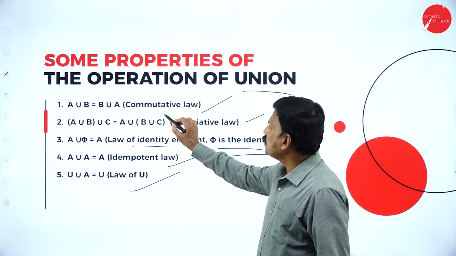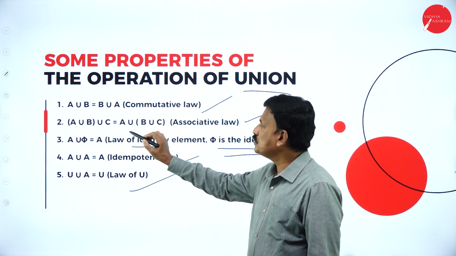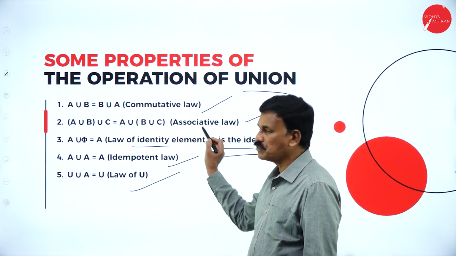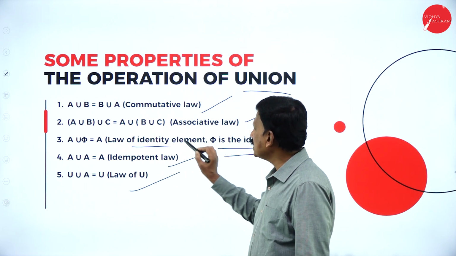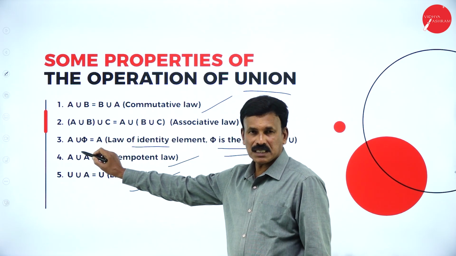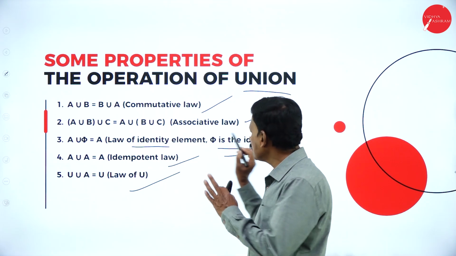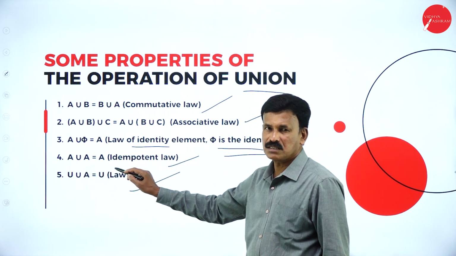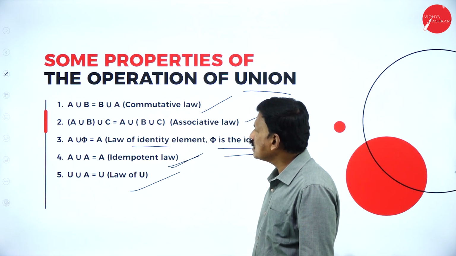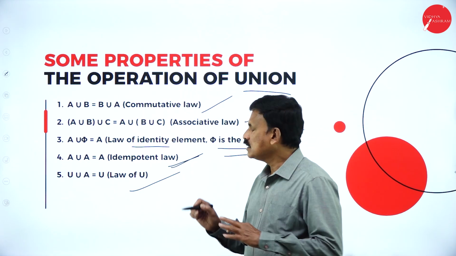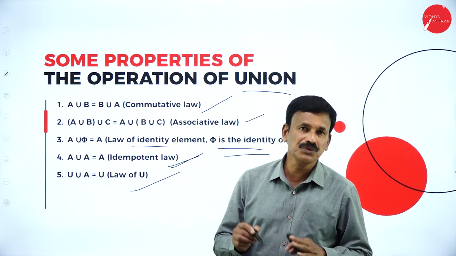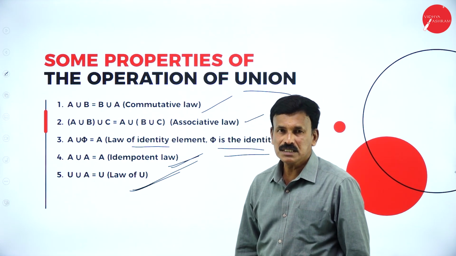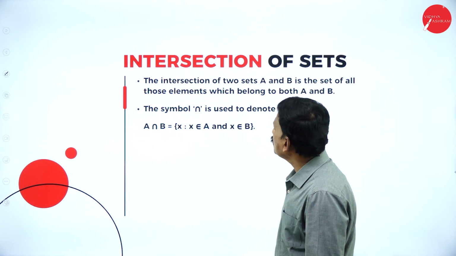That is the commutative law, A union B is equal to B union A. Associative law, A union B union C is equal to A union B union C. And the law of identity, the union of any set and a null set is equal to the same set. The union of a set with itself gives the same set, that is called the idempotent law. The union of any set and the universal set is the universal set itself. Now move on to the next.